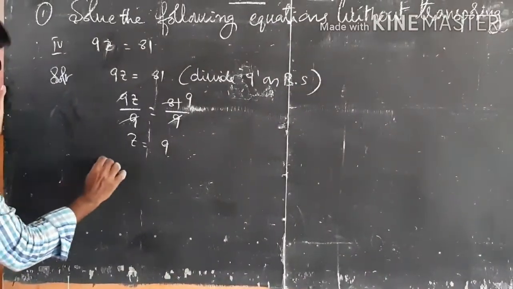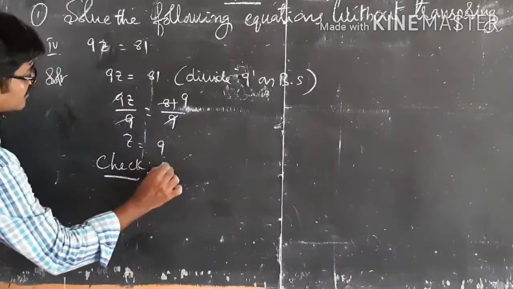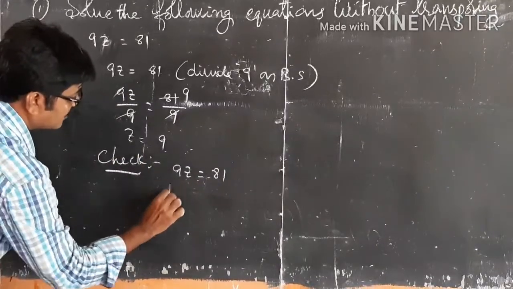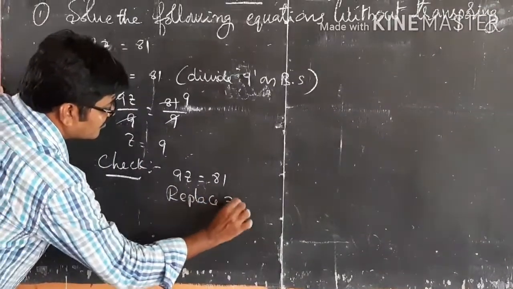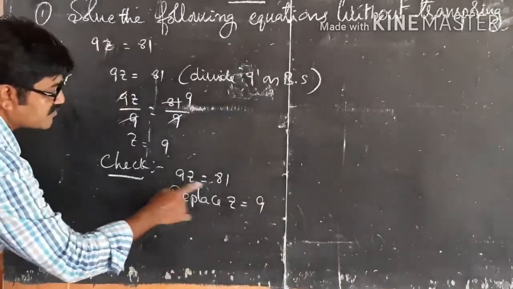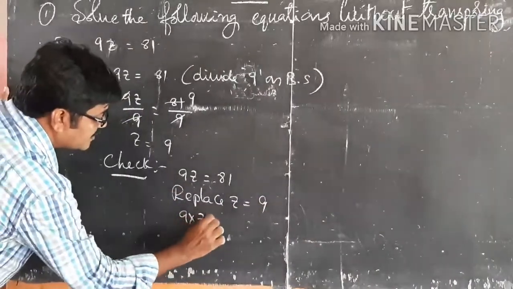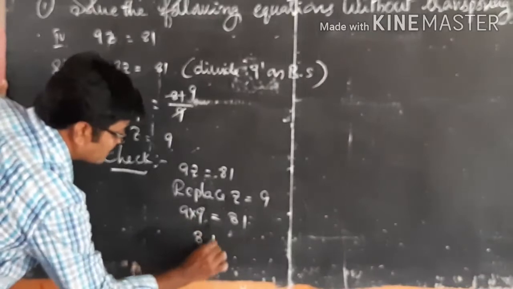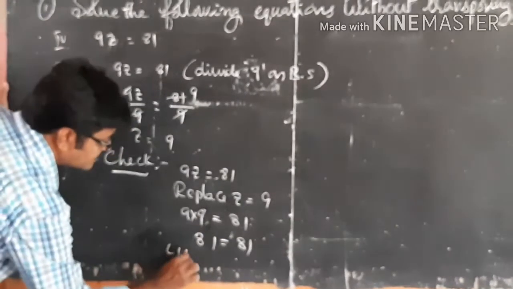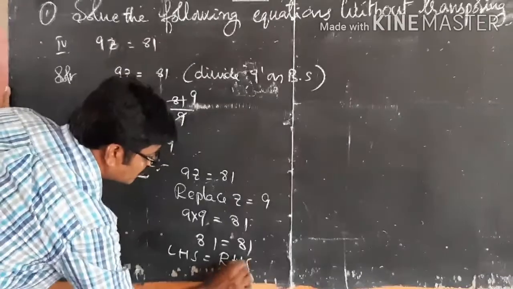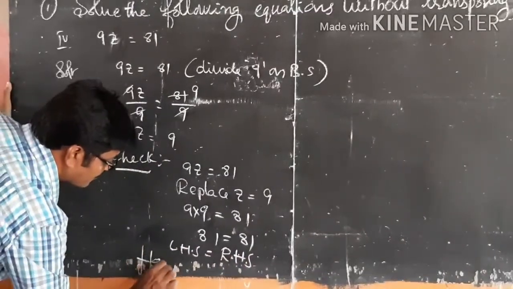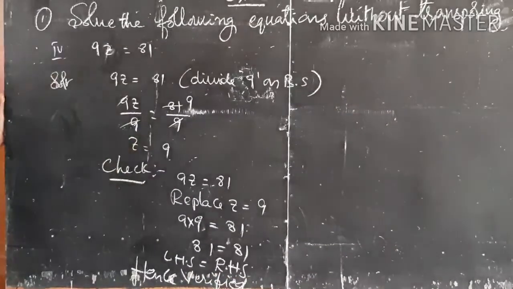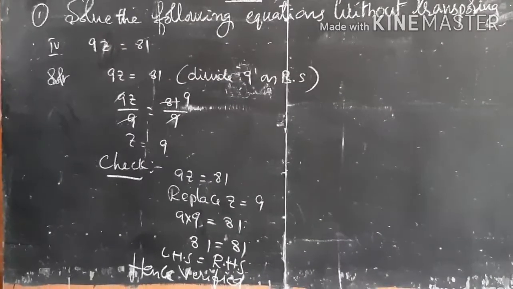Check the result. 9z is equal to 81. Replace z with 9. In place of z, what do you have to write? 9. 9 into z is 9 into 9, which is 81. 81 is equal to 81. LHS is equal to RHS. Hence verified. Understood, children? Okay, note down.